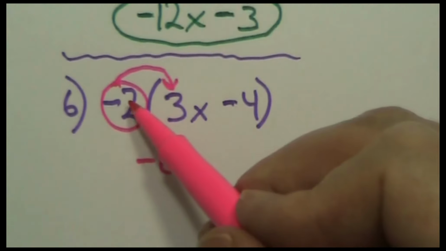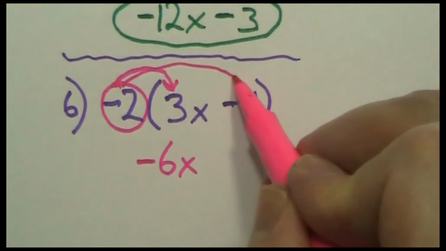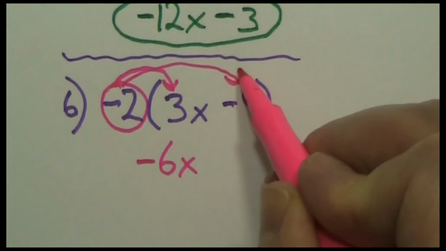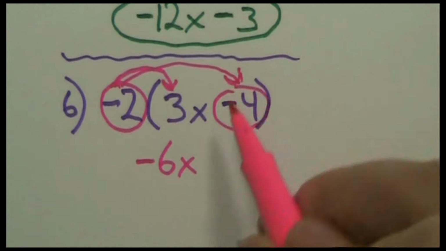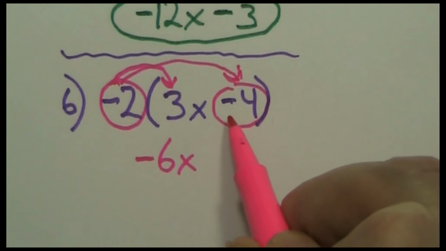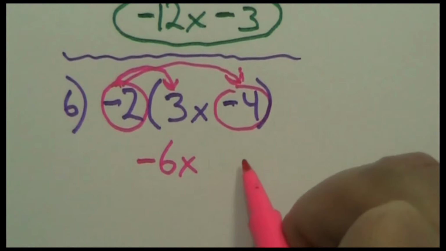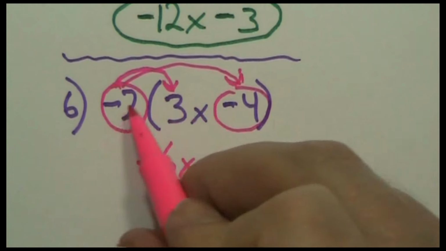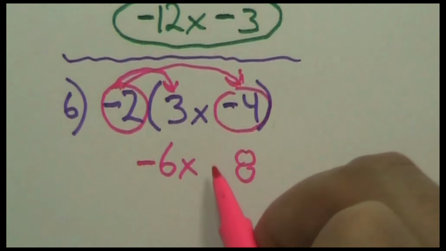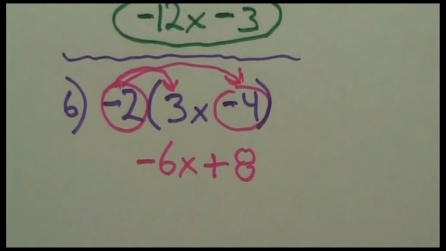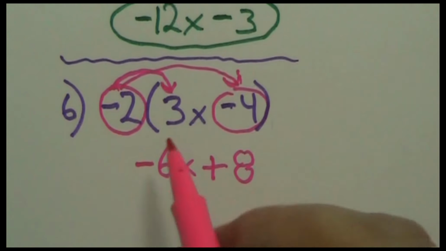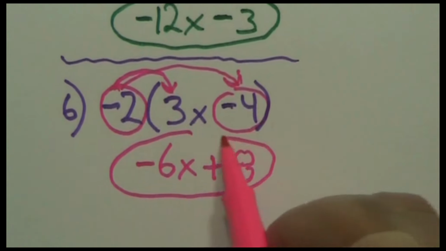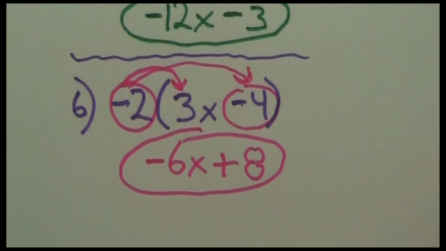Next one, we have negative 2 times, now this minus 4 is the same as negative 4. Always include the sign in front of it. 2 times 4 is 8. But I'm multiplying 2 negatives, so they cancel. It's a positive. Positive 8, or plus 8. And that's all you can do. It's simplified.